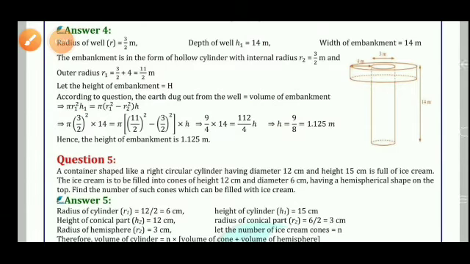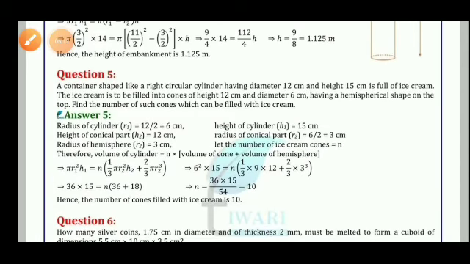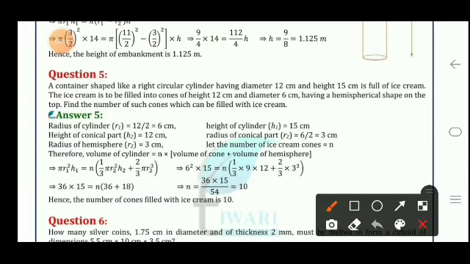Then moving to question number 5. In question number 5, a container shaped like a right circular cylinder having a diameter of 12 cm and height 15 cm is full of ice cream, and the ice cream is to be filled into cones of height 12 cm and diameter 6 cm, having a hemispherical shape on the top. Find the number of such cones which can be filled with the ice cream.